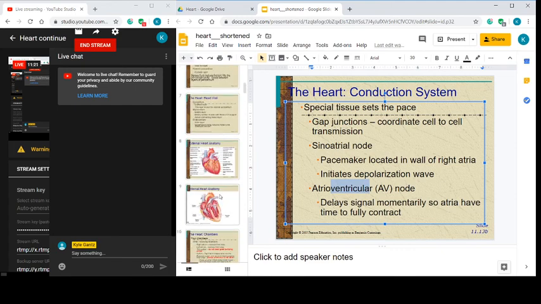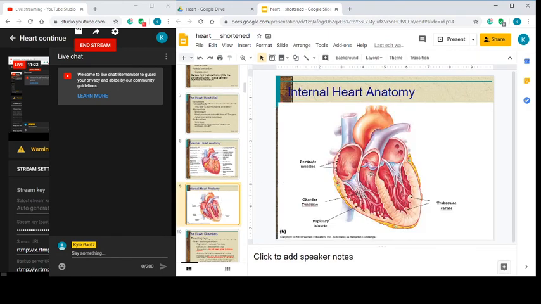So let me do this with a visual. Okay? So we're going to have our SA node somewhere in here and our AV node somewhere down here, right? But anyway, we have this electrical event which is going to spread across this and cause a contraction, causing blood to shoot into the right ventricle. And this is also happening on the left side at the same time. But anyway, it's going to go to there, right?